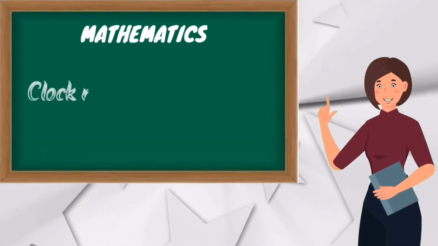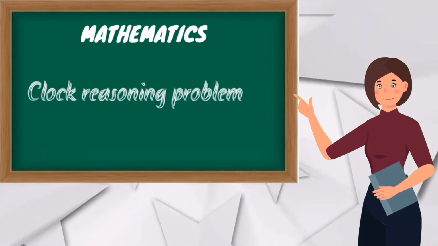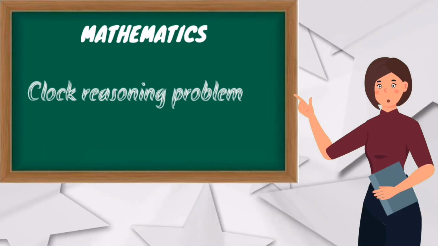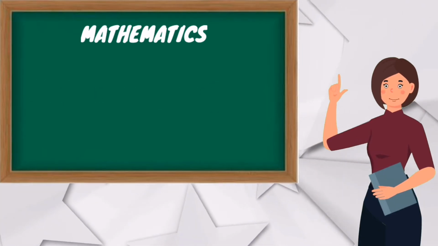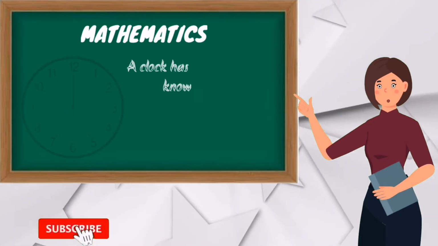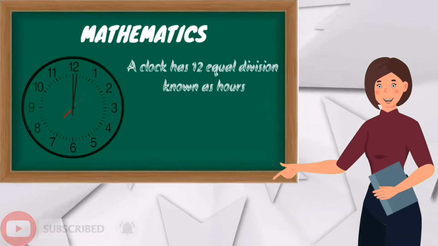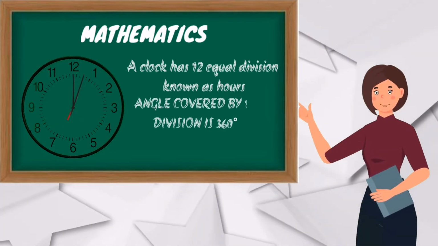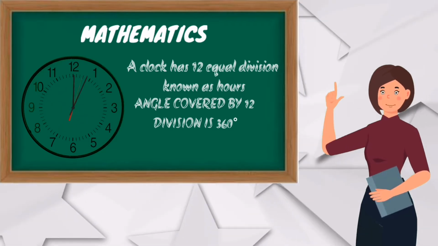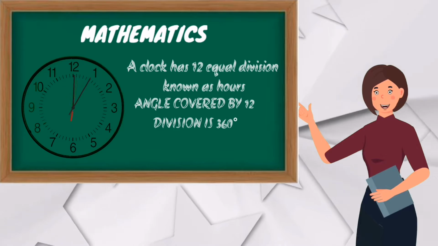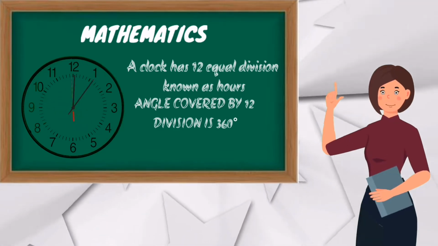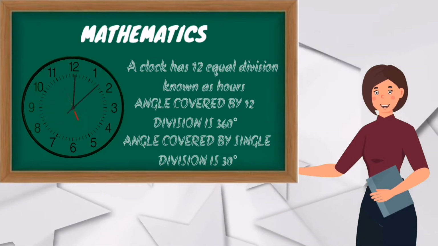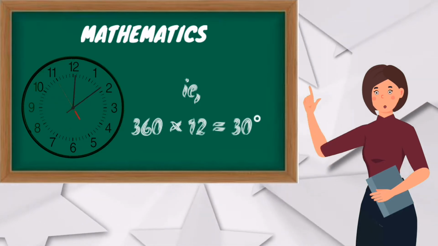Before starting with the problems, you should be well acquainted with the important facts relating to the clock and the formulas that you're going to apply to solve a clock reasoning problem. First of all, the basic fact that we all know: a clock has a total of 12 equal divisions, which are known as hours. Now, talking about the angle covered, the angle covered in 12 divisions will be equal to 360 degrees. That is, the angle made by a needle that completes one single rotation will be 360 degrees. So, the angle covered in one division will be equal to 30 degrees. That is, 360 by 12 equals 30 degrees.